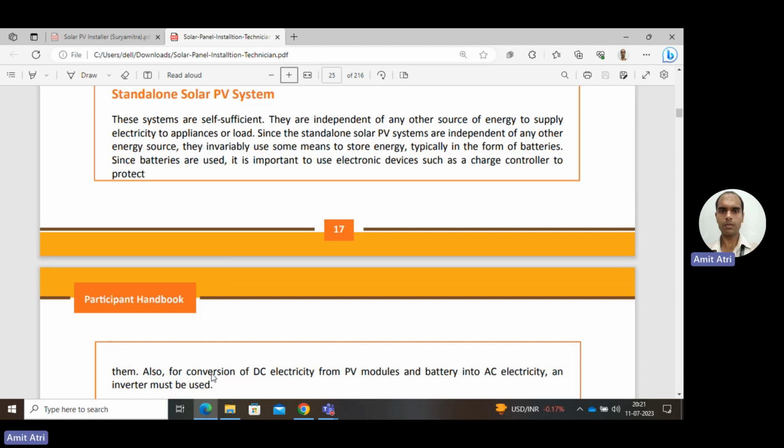A system is called standalone when it is not connected to any other source or to the grid. It is not receiving any electricity, nor is it supplying any electricity back to the grid. In the case of a standalone system, the battery is needed, because, as I just said, in the absence of solar availability the load needs energy, so it has to be supplied by the battery.